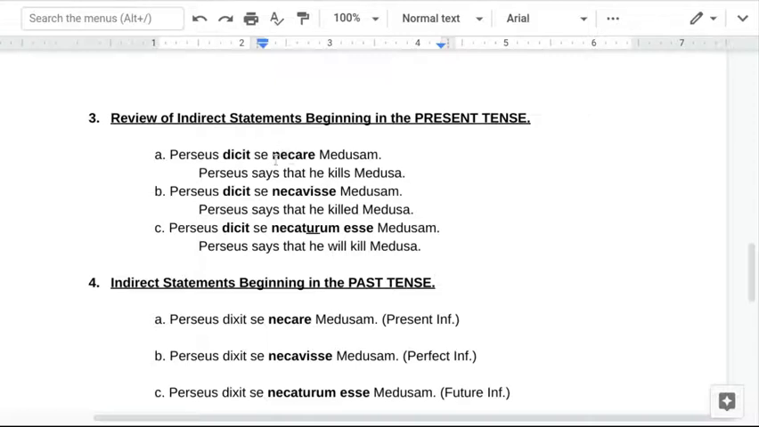All right. Present infinitive. Present translation: he kills. Past infinitive. Past translation. Future infinitive. Future translation.